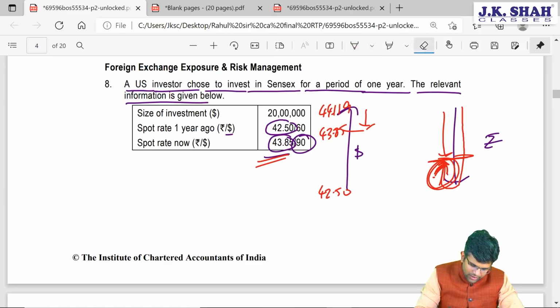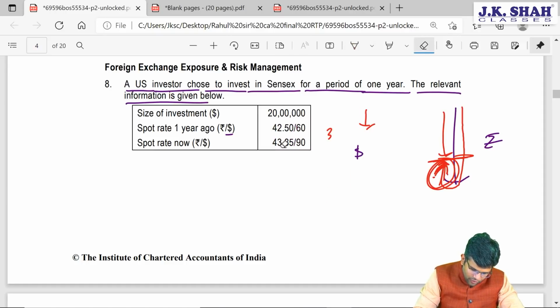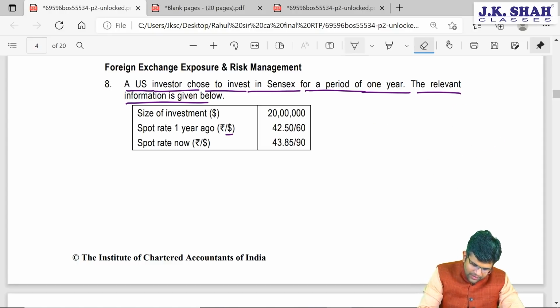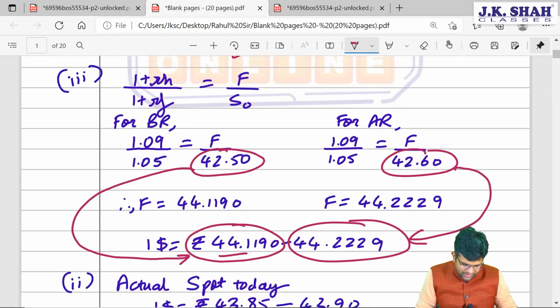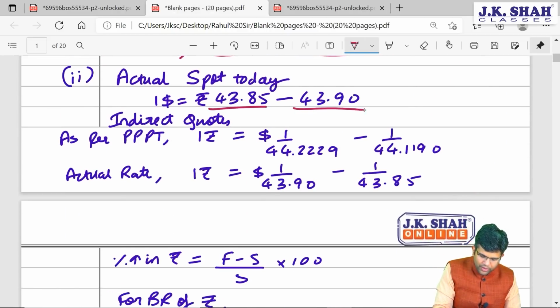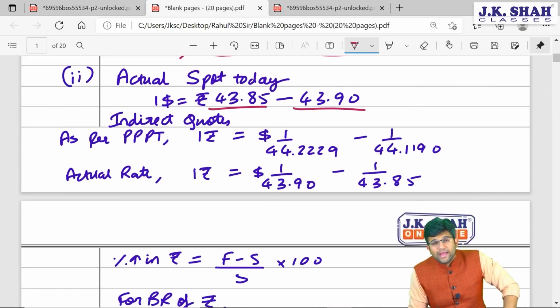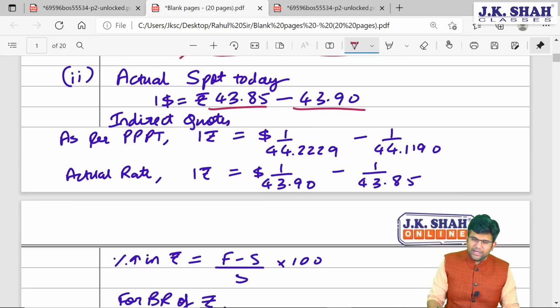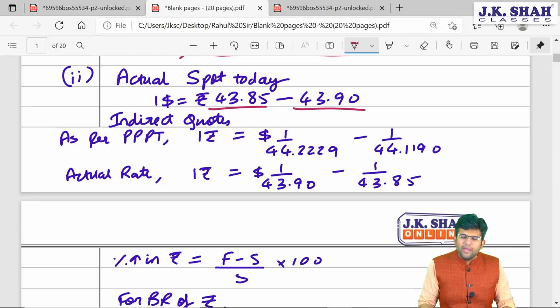Ready everyone? So I'll just remove all these markings for all of you, and now let me just put the numbers. Students, here actual spot rate today, as we saw, is 43.85 and 43.9. In order to understand the depreciation in rupee, we will first of all convert everything into a quote where the rupee is the product and dollar is the price, that is indirect quotes.